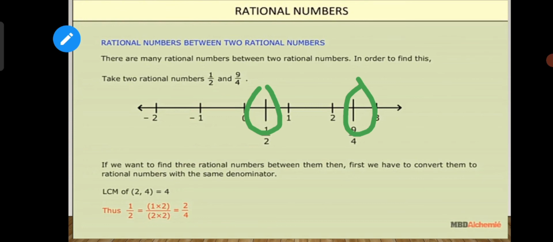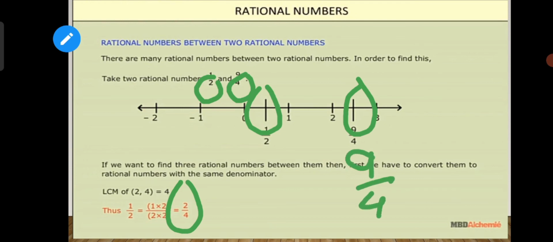If we have to find out two rational numbers between these, first of all we will calculate the LCM of both the denominators. As you can see, the denominators are 2 here and 4 here. So the LCM of both the denominators 2 and 4 will be 4. Now we will convert these both rational numbers into like rational numbers with a denominator of 4. For that, 1 by 2 will be multiplied by 2, so it will give you 2 upon 4. And the next rational number is 9 upon 4.